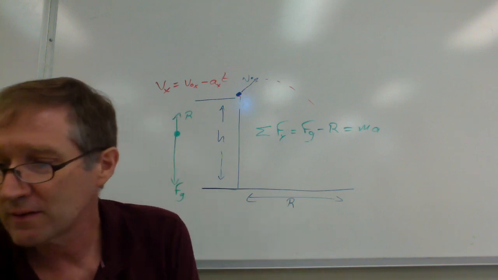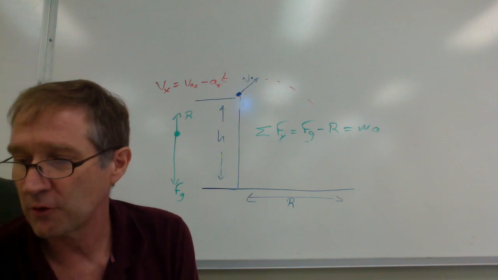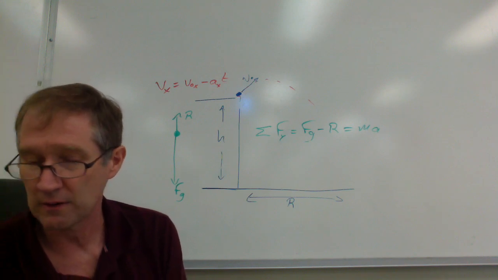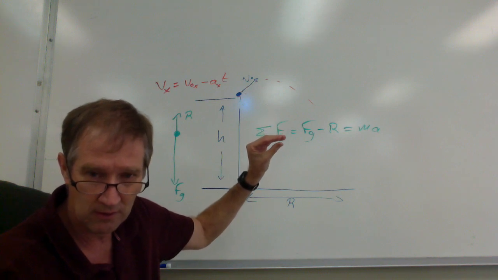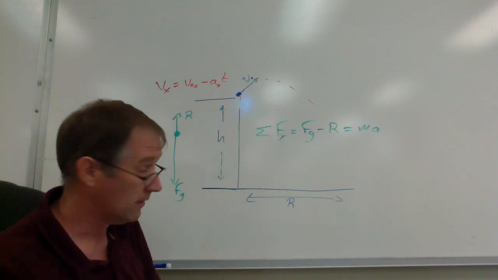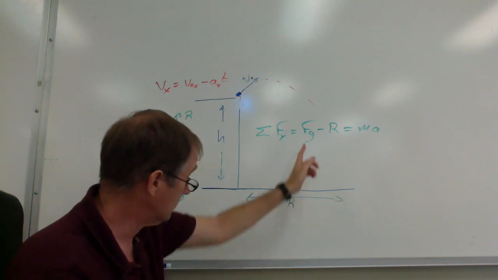Okay, so to answer that last question in a nutshell, the net force in the vertical axis as the projectile falls decreases. It gets less and less and less as it falls. Okay, the net force does. Difference between those two.